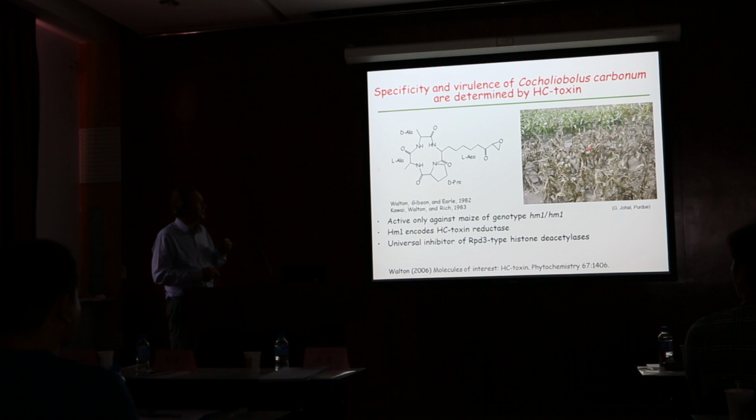Maize plants that are susceptible, maize plants that are sensitive to this compound, because the fungus makes it, it's highly virulent. It kills the corn completely. And these plants differ by a single resistance gene, and they're completely resistant to this compound. So we did work on the basis of resistance, which is actually an enzyme that degrades that.